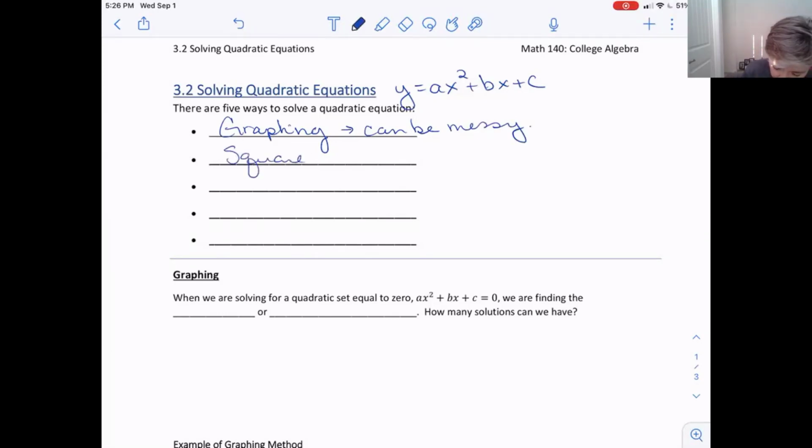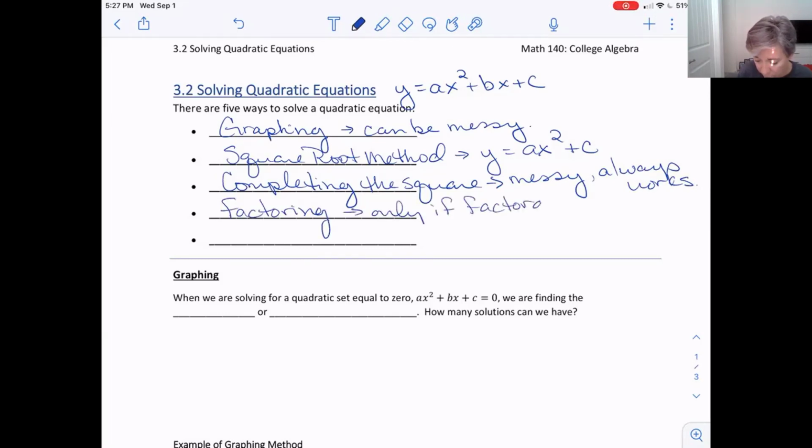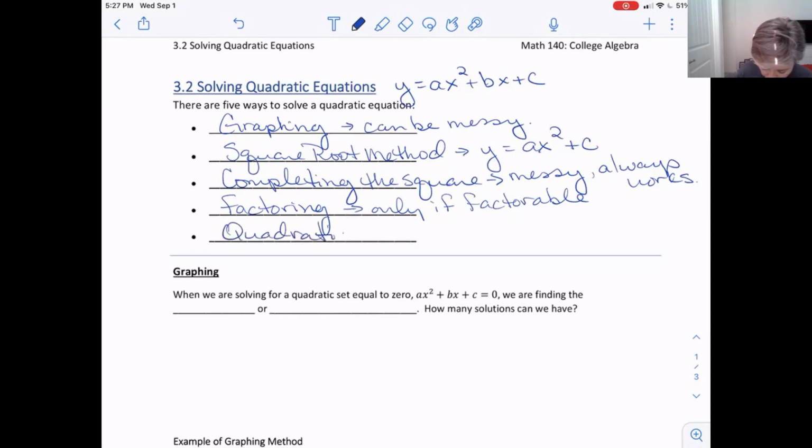The second way is the square root method, but this only works if you only have a squared value, but you don't have the x term. In other words, it's just x squared and there's no other variable. We also have completing the square. This can be messy, but always works. We have factoring method, but this is only if factorable. And last but not least, we have the quadratic formula. This guy always works. So we're going to go over those 5 different methods today.